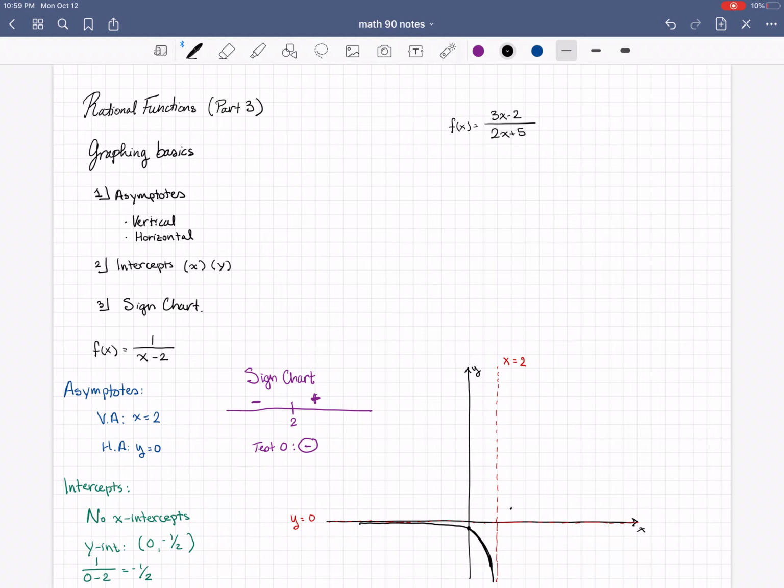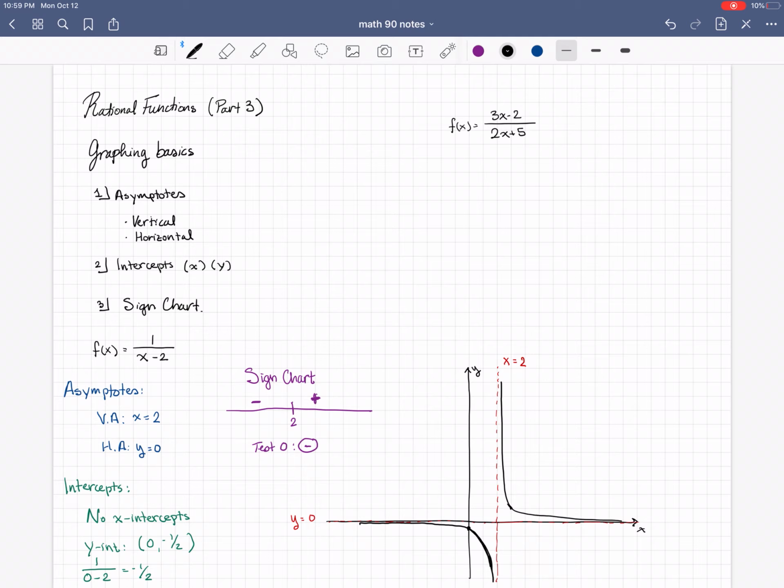Again, we have an asymptote at x equals 2. So again, we have this sort of surging behavior where we go really, really high. And we have a horizontal asymptote at 0. So we go closer and closer to the x-axis without ever crossing it, like so.